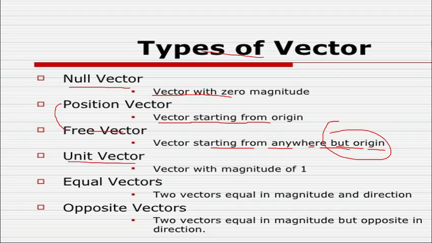What is unit vector? A unit vector has magnitude of 1. Equal vectors are two vectors that are equal in both magnitude and direction. If any one of them is not equal, it's not an equal vector. Opposite vectors are two vectors that are equal in magnitude but face opposite directions. That's what we call opposite vector.